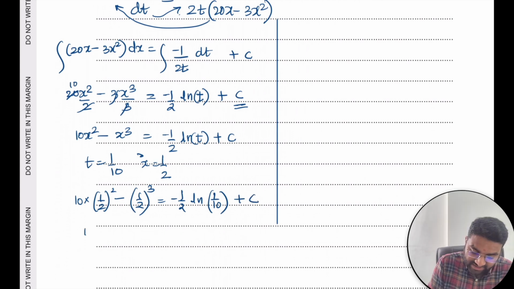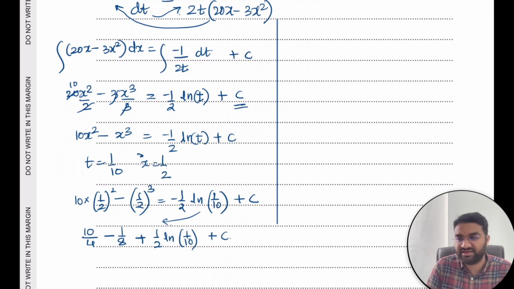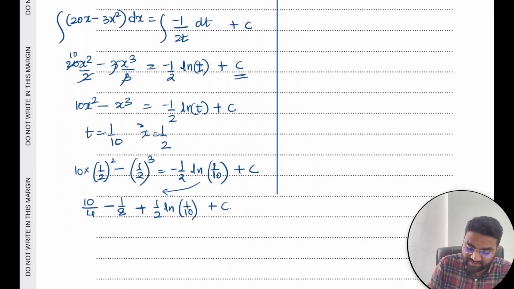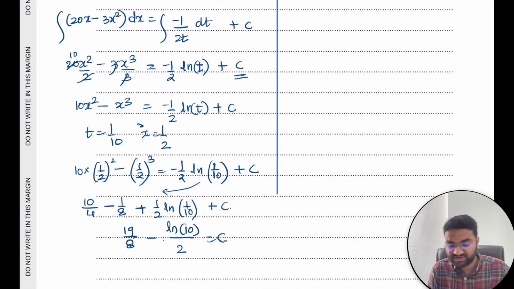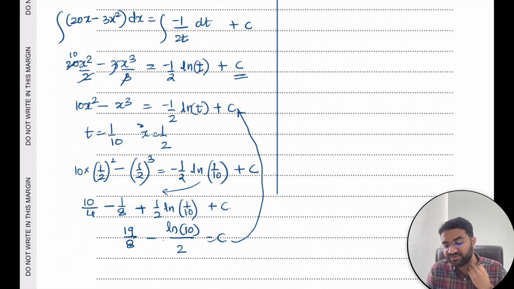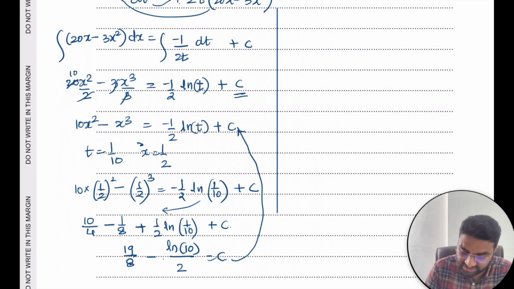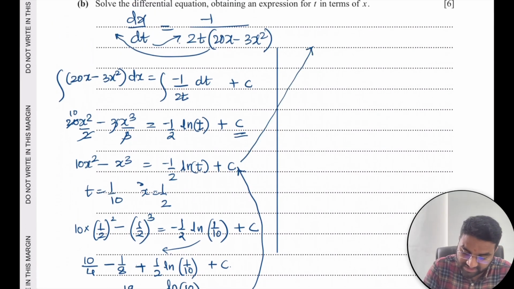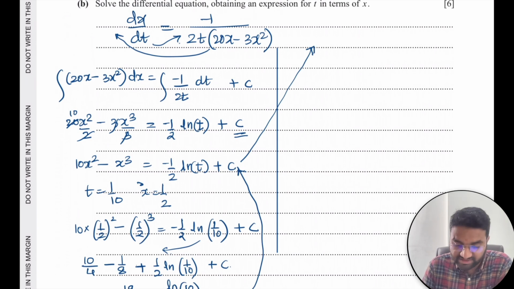Now it's 10 by 4 minus 1 upon 8. So transfer this one to the left. It will be plus 1 upon 2 ln of 1 upon 10 plus c. Fine. Now this will be 19 by 8 minus ln of 10 by 2 is equal to c. Now we have to substitute this value of c here in this equation. So I will take this whole thing here so that we can simplify it.